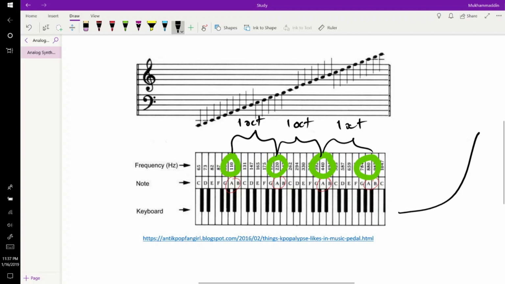Because since we're controlling the oscillations with voltage, we need somewhere in our design to be able to produce this exponential curve. That is something to keep in mind.